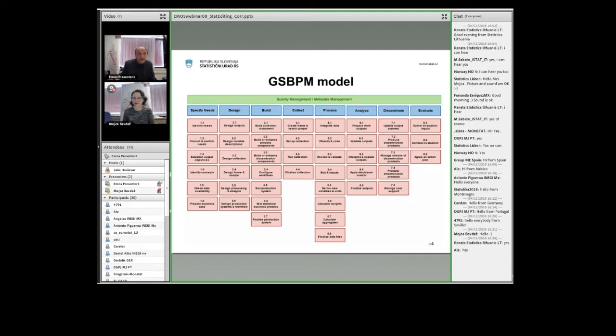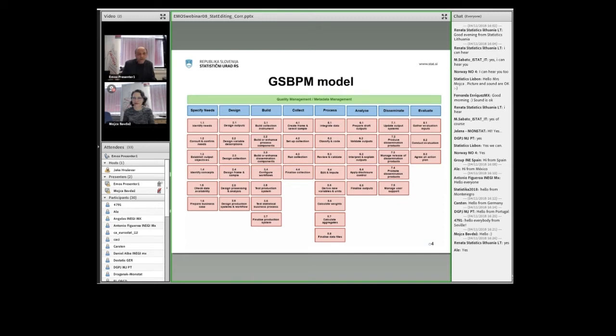What is the idea behind the GSBPM model? The basic idea is to generate a generic tool to describe the statistical survey process in general terms. Because if you are talking to the people that are managing a survey, they will always say, oh, my survey is so much different than other surveys. But if you look at the activities that are carried out inside these surveys, you will see that they have a lot of common elements.